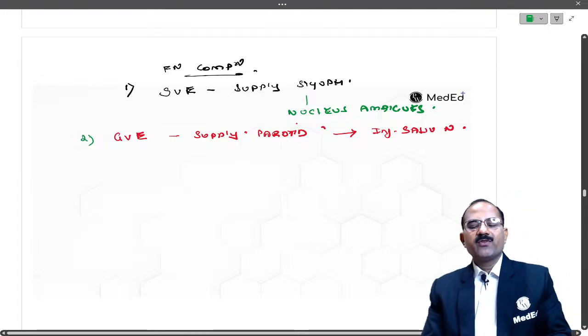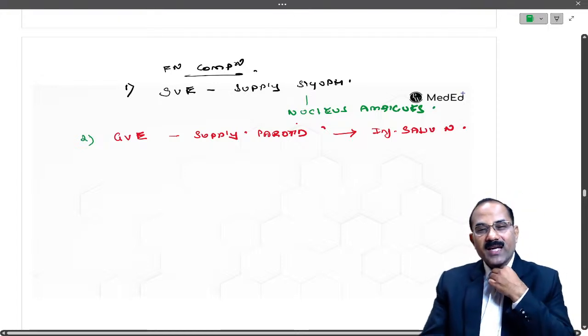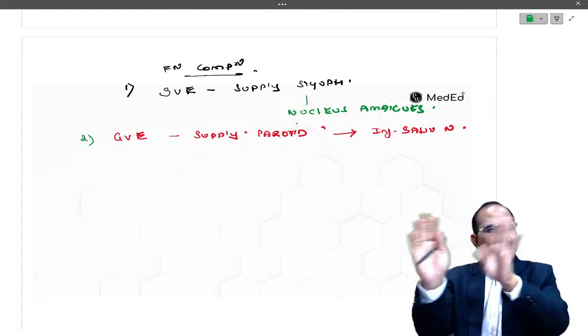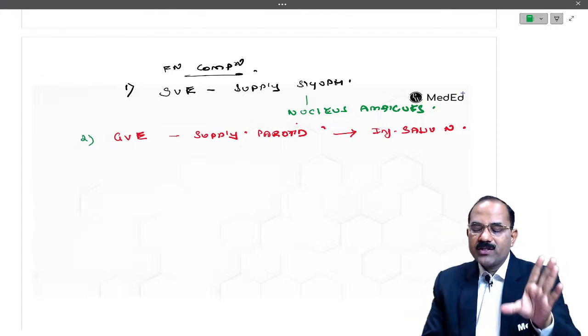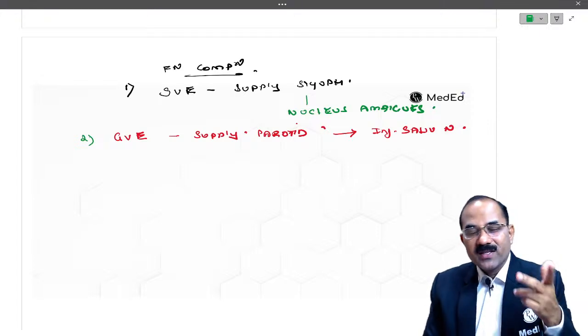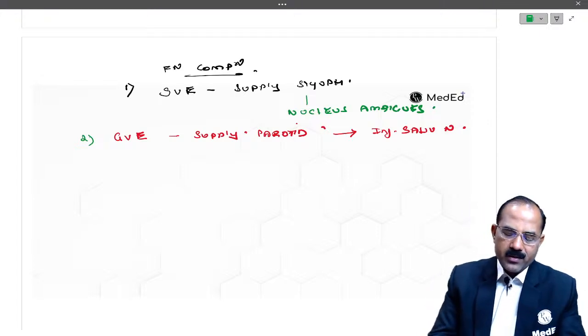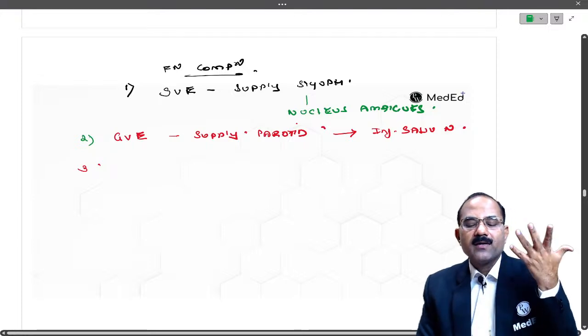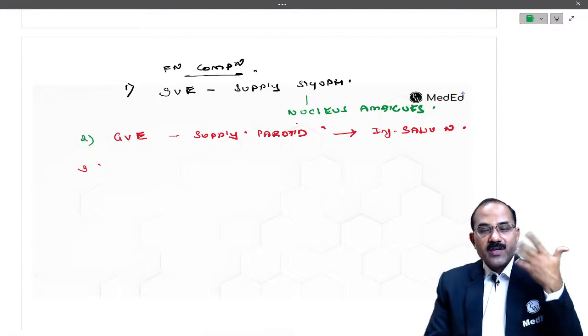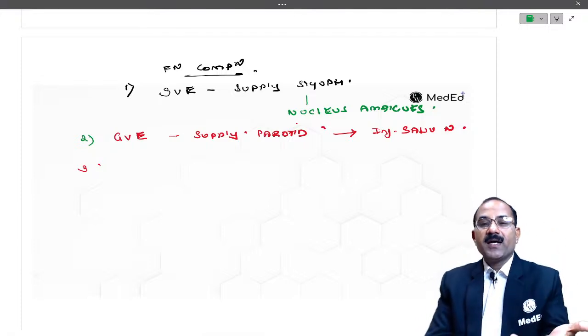Are you all able to follow, bachcho? Vishwajit, otic ganglion is something different, bacha. Ganglia are different. Nuclei are different. So what is the name of the nucleus of the glossopharyngeal nerve to supply the parotid gland? Nucleus ka naam? Inferior salivatory nucleus. Very good. And the glossopharyngeal nerve also carries sensations from the tongue. Yes, Sanket, very good.